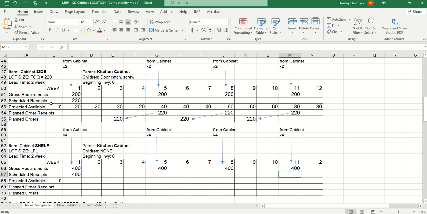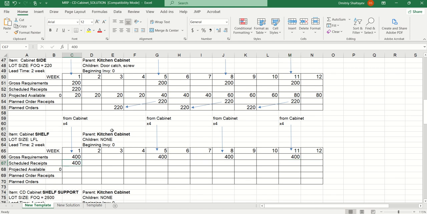Now look at that. In the scheduled receipts, I already have 400 shelves coming in, right? Why is it here? What happened? It's the same exact thing as what I had with sides, right? If I wouldn't have that 400 over here, and I start with 0 inventory, my initial inventory, so leftover shelves, I don't have any leftover shelves, okay? So that would mean that I would plan to receive 400 units over here, okay?